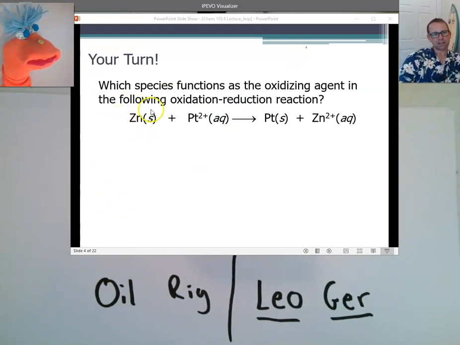Here we have zinc and platinum ions, and the result of this reaction is that platinum no longer has a charge, but zinc has the charge. So here, can you tell me how many protons zinc has and how many electrons this species has? Yeah, if you show me the periodic table.